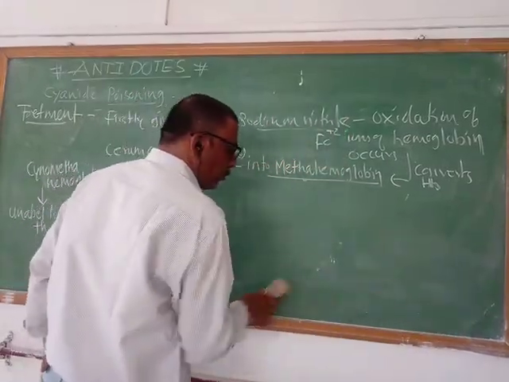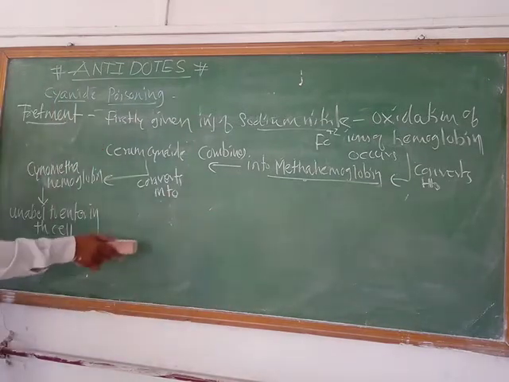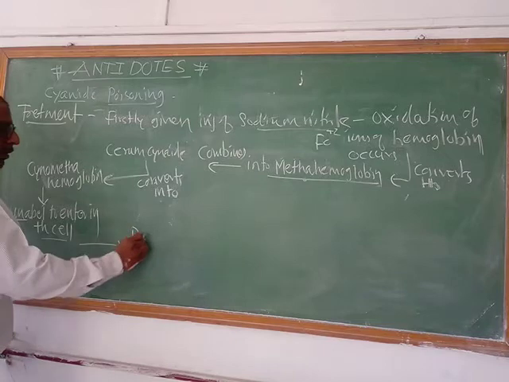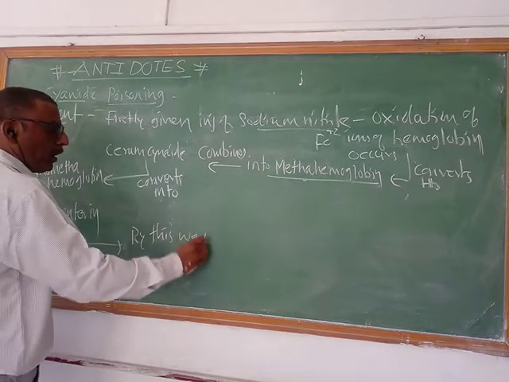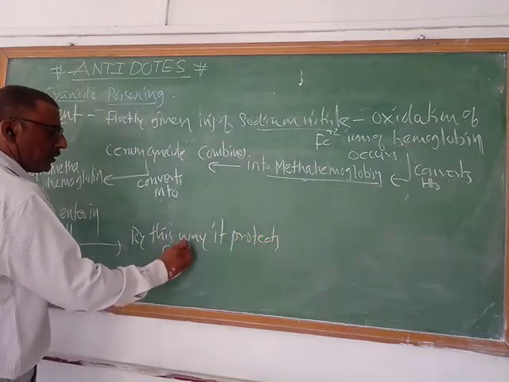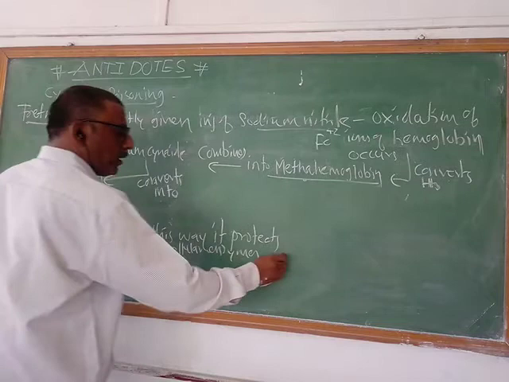That cyanide cannot produce its effect on the ferric ions of cytochrome oxidase, and those ferric ions remain as they are. So it cannot produce its effect. Unable to enter the cell, and by this way it protects cellular enzymes and cells.